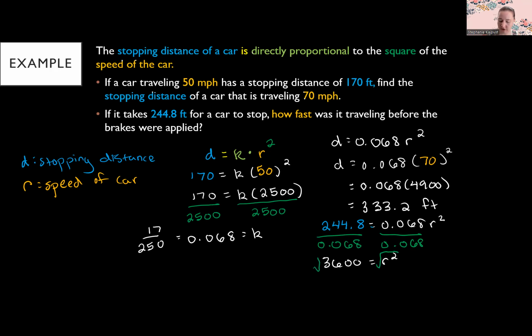And normally when we're solving quadratics with square roots, we get two answers, a positive and a negative version. But since we're solving for speed, negative speed doesn't make sense. So we're only going to use the positive version. We don't have to worry about the plus or minus because a negative does not make sense in this context. So when you take the square root, you get for R 60. So we get 60 equals R. So that means the car was traveling 60 miles per hour.